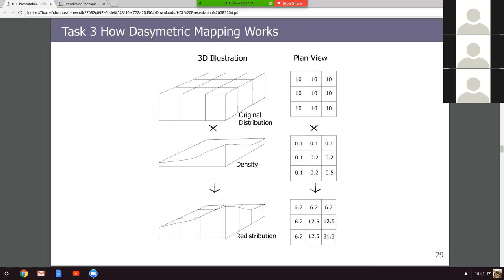This is an illustration that explains how the estimation works. So imagine all the cubes are equal height. That's like the population by wards. And then I have this density layer. I combine them, and then it will redistribute the equal height cubes into differently height cubes. This is exactly what I'm going to do.